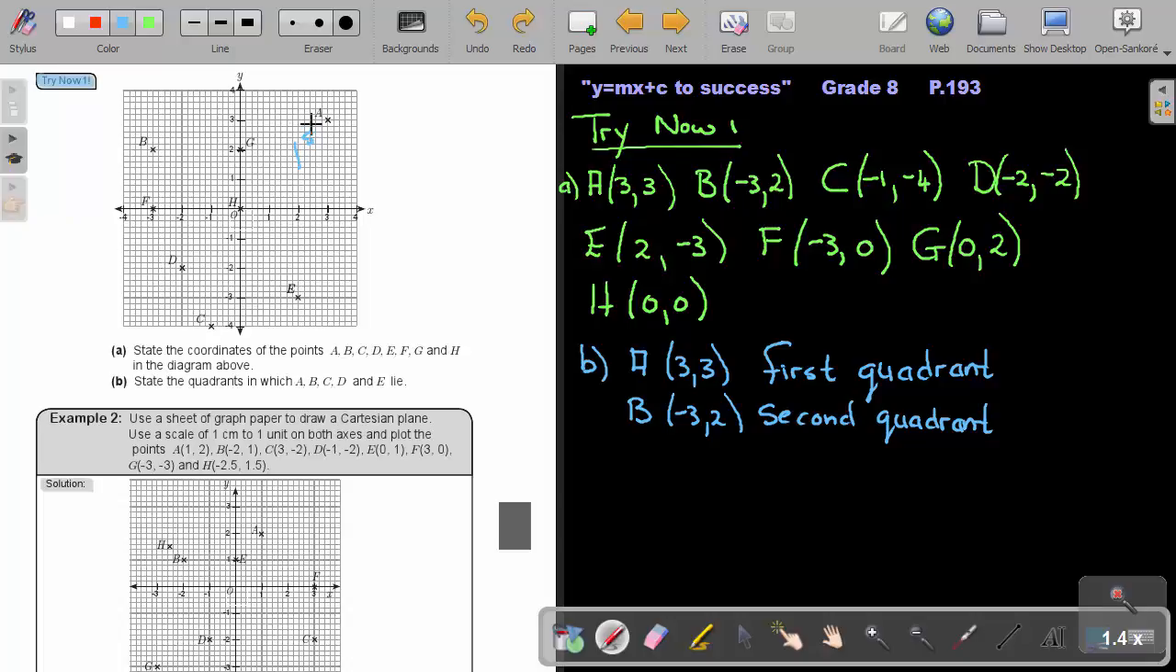Remember, this is the first, this is the second, this is the third, and this is the fourth quadrant. You go not clockwise, but anti-clockwise from that quadrant. Okay, so point C, and the value of C was -1 and -4, and it was in the third quadrant.